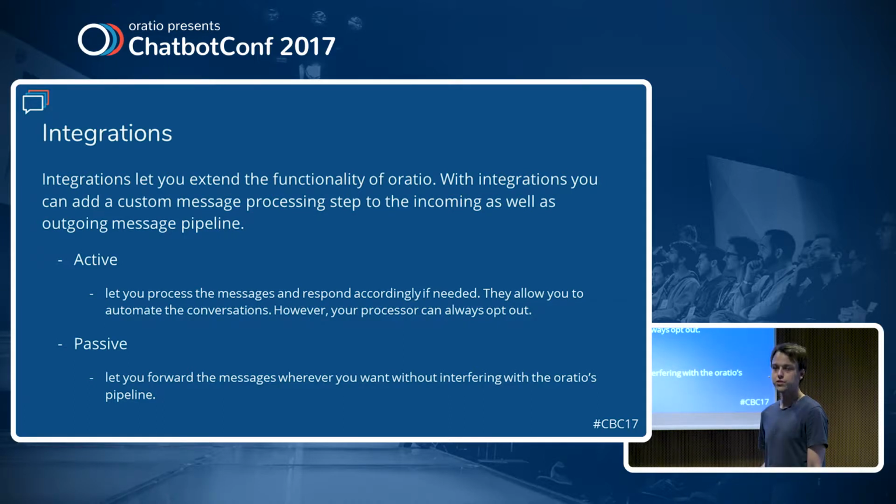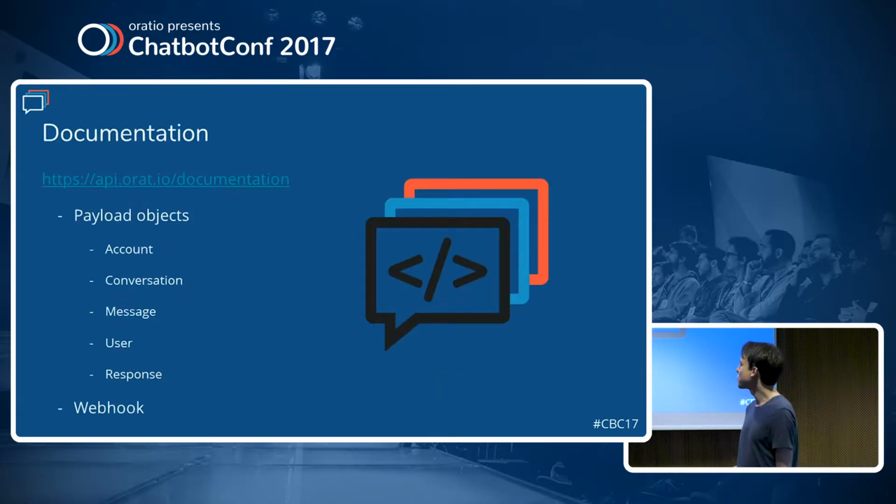reply to the messages or add some data to the conversations so that the agents that later reply to the messages in the dashboard know some more info, or passive integrations, which gets all the message outgoing and incoming, and you can, for example, export these messages to some external CRM system or some analytics service, basically whatever you can come up with.